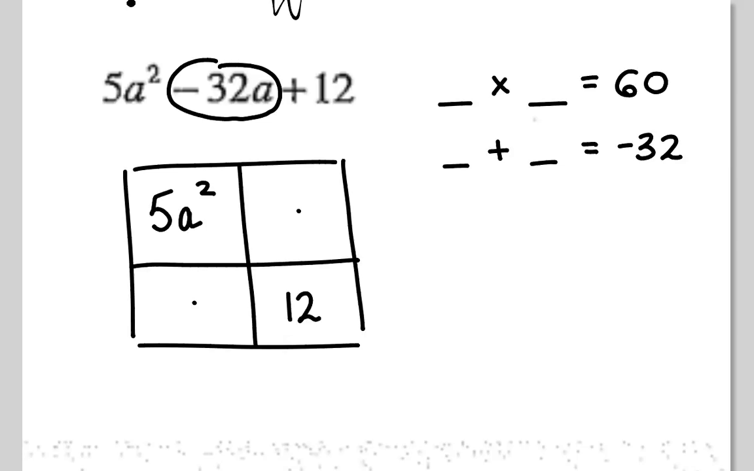Negative 2, negative 30. Now when I decompose the middle term for my algebraic diagram, I'll put negative 30 here and negative 2 here.